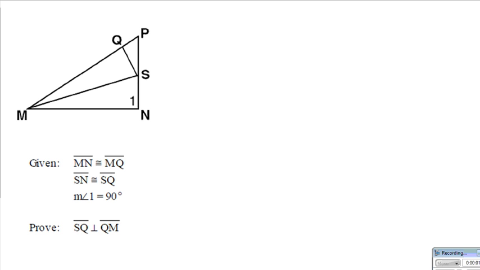Class, today we're going to be talking about more triangle proofs. Let's try to look at this one together. So first, MN and MQ are congruent. MN and MQ are congruent right here, these two line segments. And SN, which is this small portion, is also congruent to SQ. And angle 1 is a 90-degree angle, right over here.